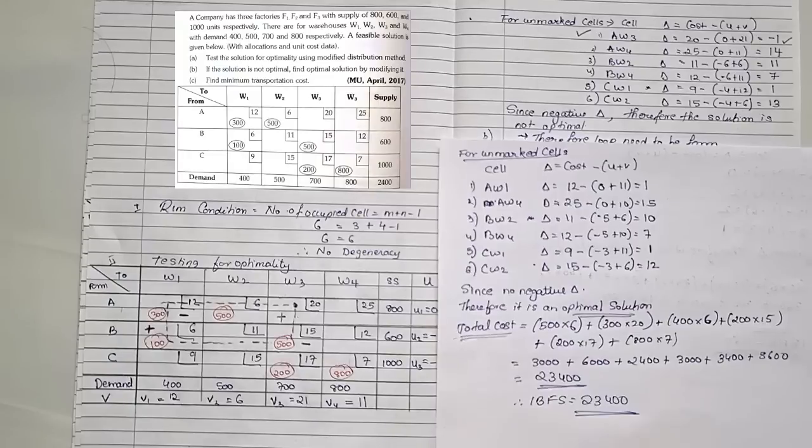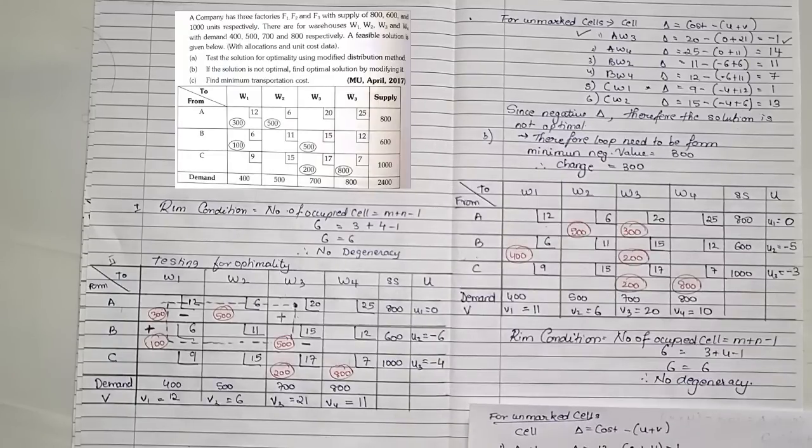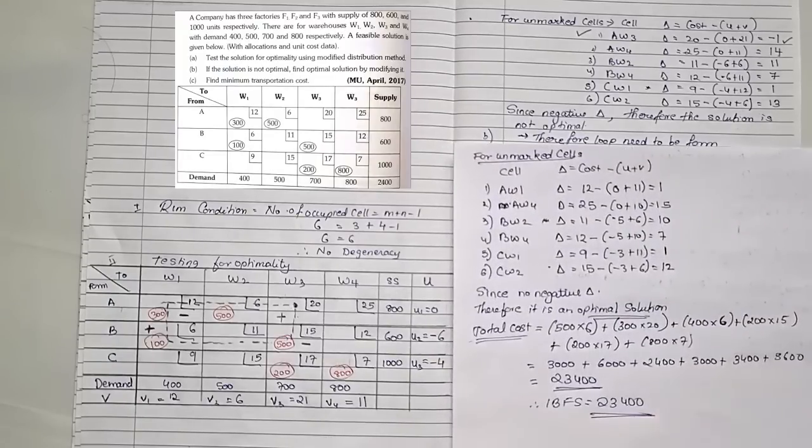Okay, I hope everyone has understood that this is how you solve a transportation sum when the solution is not optimal. So we'll have to make it optimal using the following methods. Okay, so I hope everyone has understood that.